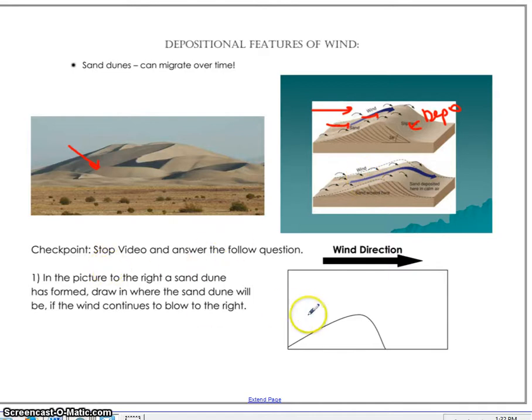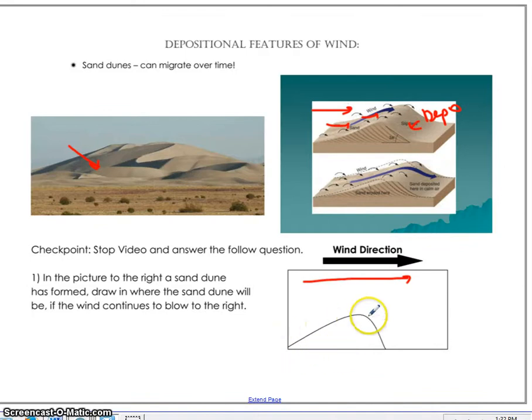So here is a picture of a sand dune, and as the wind continues to blow in this direction, where will I now be drawing my sand dune? Where will the sand dune be after a long period of time with this wind continuing to blow? So stop the video now and try to draw the new dune after a long period of time. Alright, well, let's see how you did.